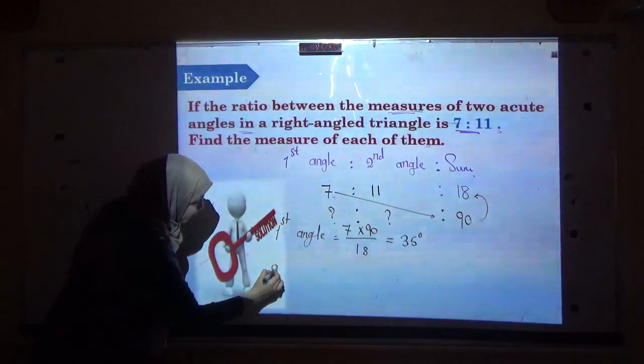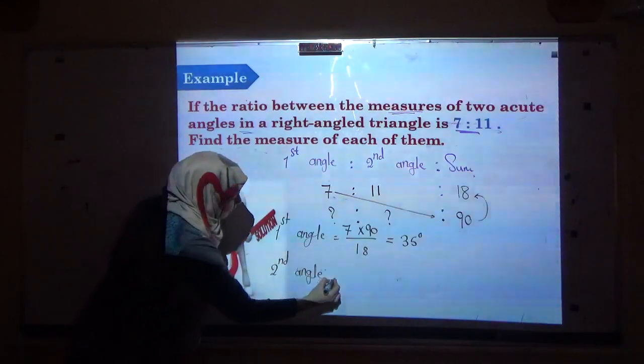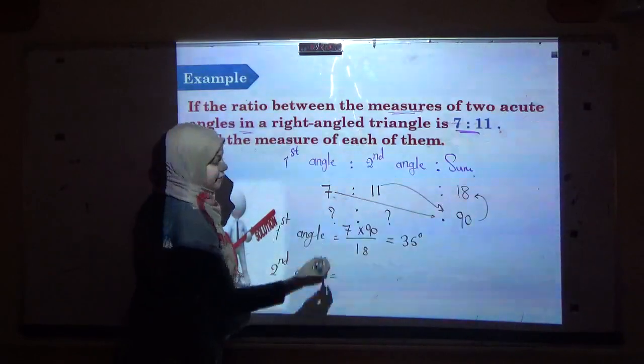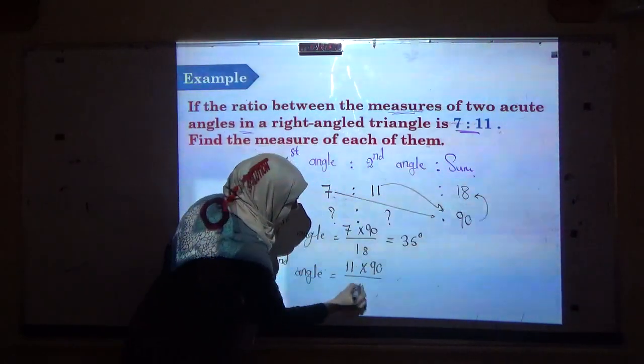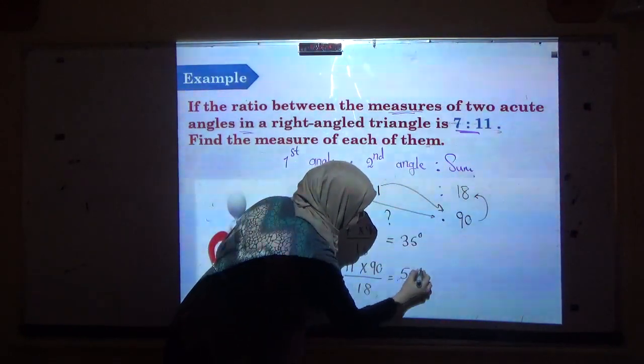And the second angle equals 11 multiply 90 divide 18 equals 55 degrees.